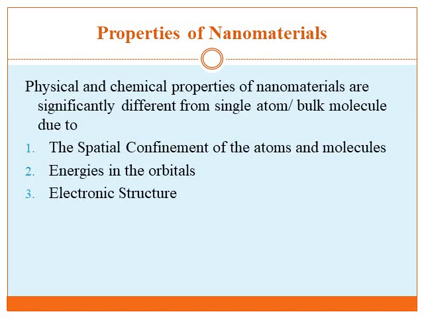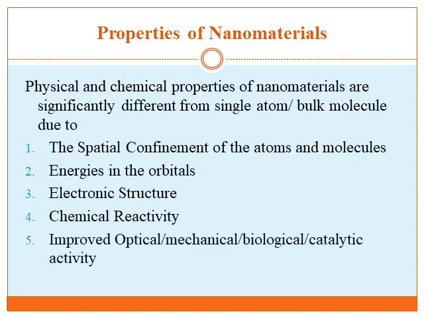So you will have a hybridization of the electronic structure of the orbitals, that is nothing but hybridization. You know very well that regularly you have sp, sp2, sp3 hybridization, correct? So this hybridization will completely change when the energies of the orbitals change. That is the meaning of the electronic structure of the orbitals changing. Once the electronic structure changes, chemical reactivity will also change. And once the chemical reactivity changes, you can find improved optical, mechanical, biological, catalytic properties, and so on.